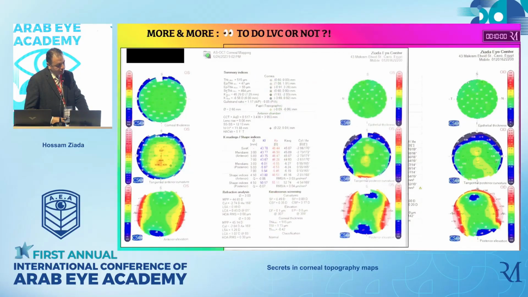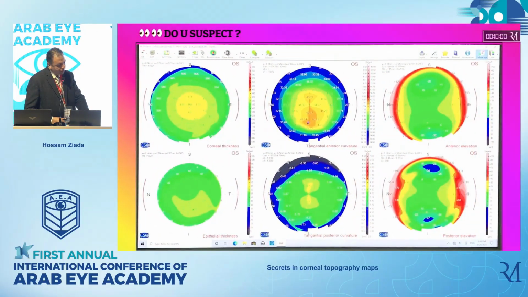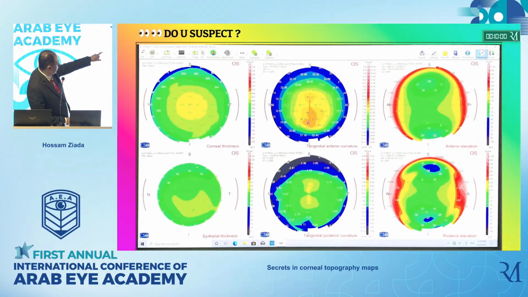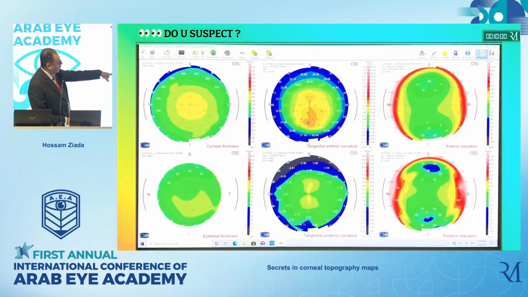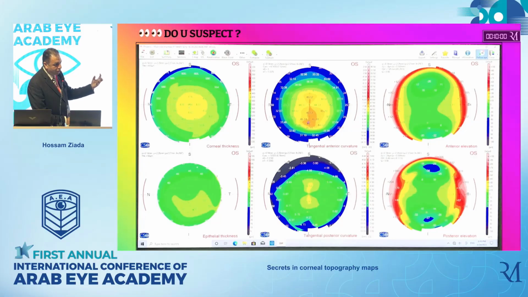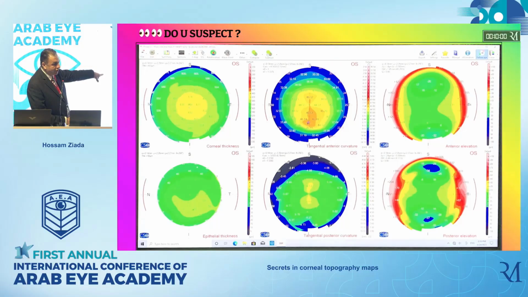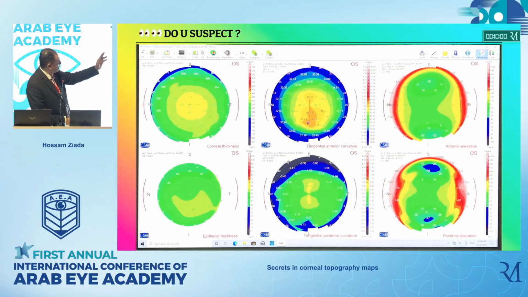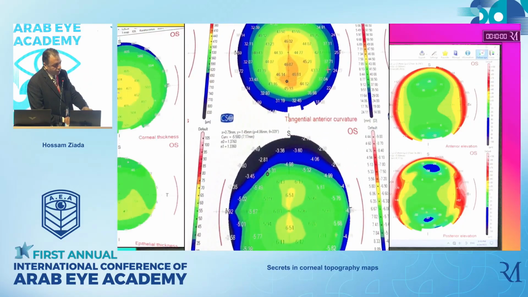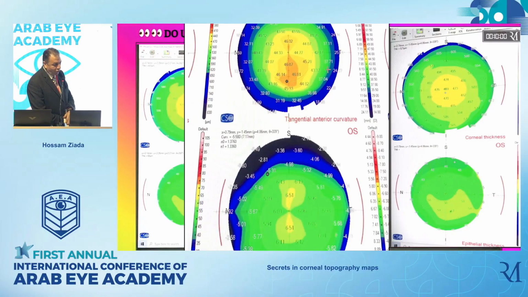Another one, the same, but here the reverse. Inferior steepening with the back curvature map normal and thickening in the epithelial thickness map. So very significant and very worrying steepening in the inferior part of the anterior curvature map, but there is thickening at the epithelial thickness map at the same point. So the steepening is because of the thickening, and no keratoconus, and I did refractive surgery for this patient with no worry at all. Alhamdulillah, the patient is still okay.